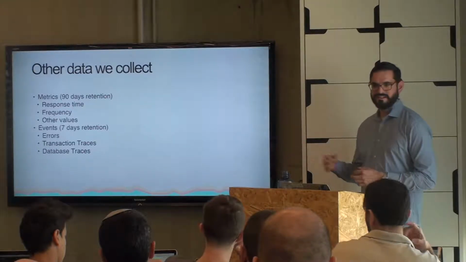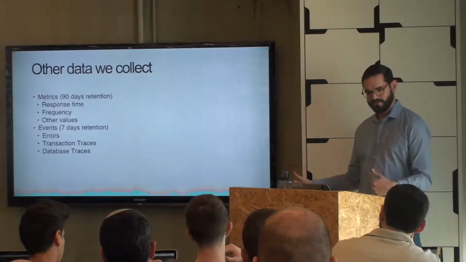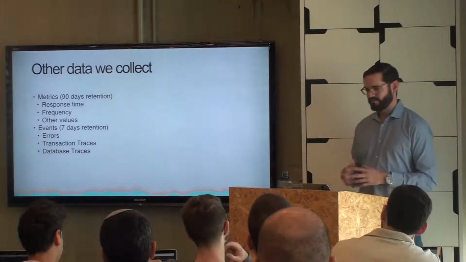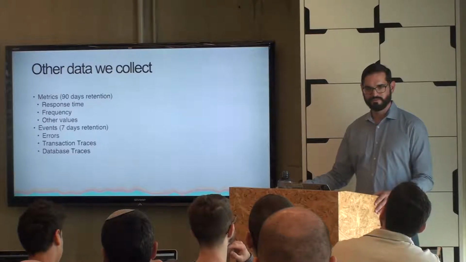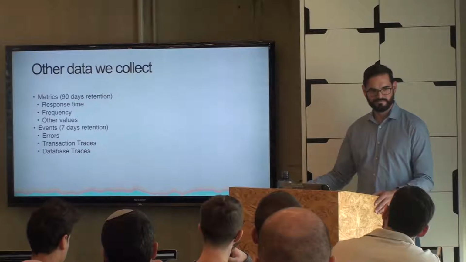Throughput of transactions, things like that, the summarized metrics, are stored for 90 days at 1 minute granularity, and then they get averaged into hourly averages after that. So you can look at a 90-day rolling average window in New Relic, but beyond the 7-day window, you're going to be looking at average data.